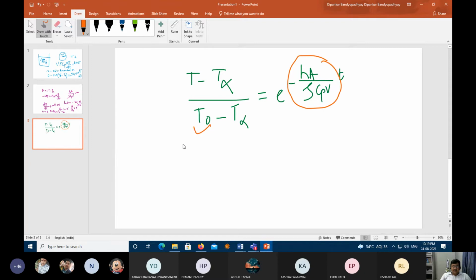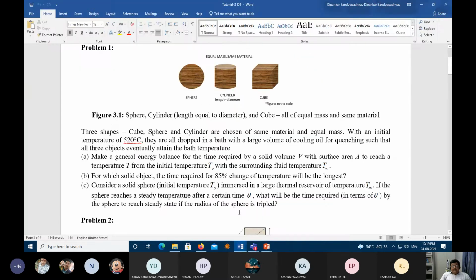I know T0 to be 520. I do not know what T infinity is. I know T is the variable temperature, correct? Now, what is the second question? Can anybody tell me? I have the balance equation. What is the second question? Question B, you have to be prompt here. To determine for which solid object the time required for 85% change of temperature will be the longest.